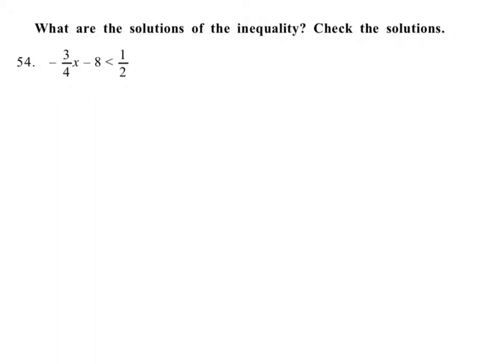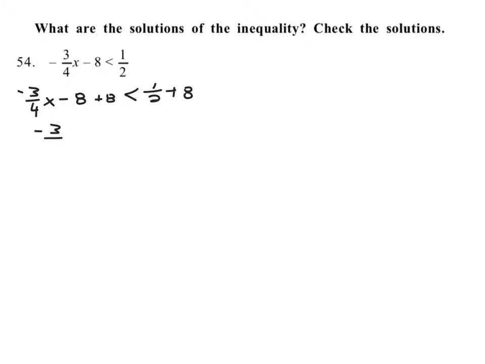Okay, what are the solutions? So this is what we're going to do here. These are a little bit complicated, but it's fine. We need to solve this by saying we're undoing it and to solve for x. So we say if we have -3/4 x minus 8, we need to add 8 to undo that part. Okay, less than 1/2 plus 8.